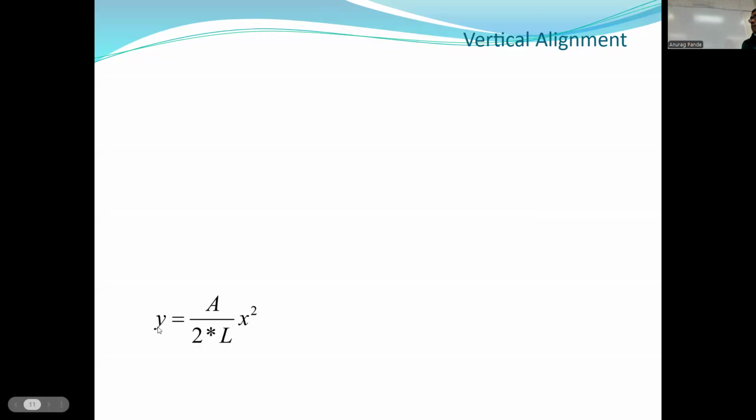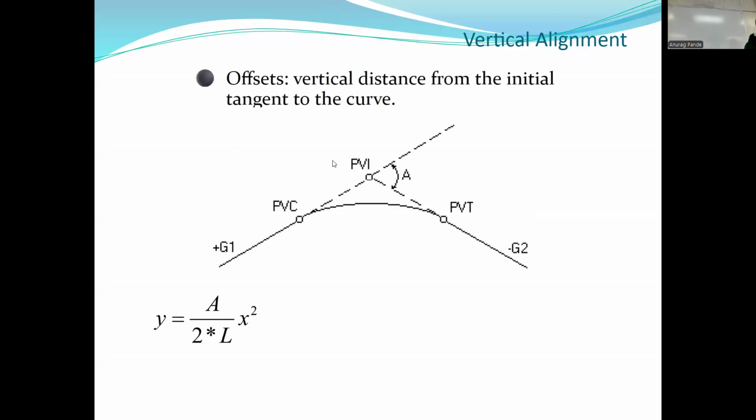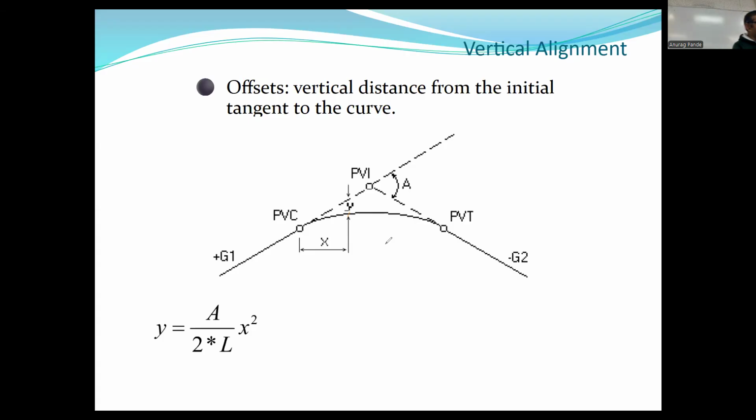Now, here the terms mean slightly different things, right? Here the terms of this equation are not the same. Remember, in the original equation, y equal to ax squared plus bx plus c, y was the elevation of any given point. In this case now, y is defined as the offset between the initial tangent and the point on the curve. So y in this case is not the elevation of this point. It's the difference in elevation between the initial tangent here and the point on the curve. So it's this vertical distance right here.